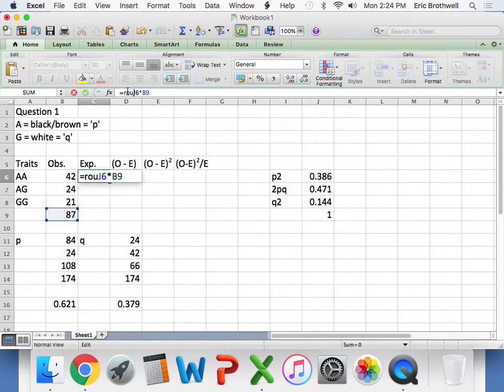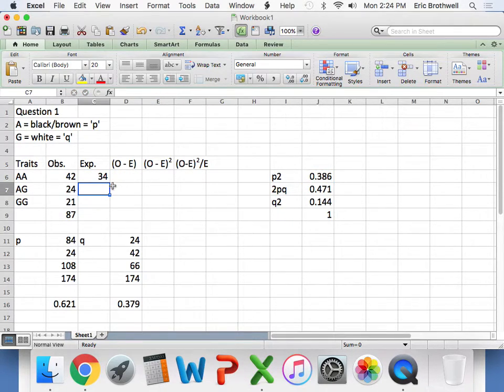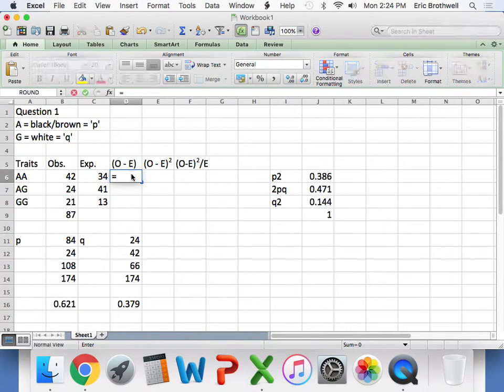I'm going to make it so it rounds. I'm going to have it round to 0. Drag it down. Hopefully it adds up to being somewhere close to 87. Rounding issues brings it to 88. Good enough for us.